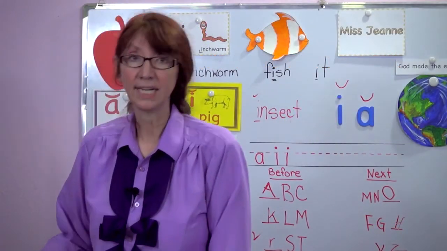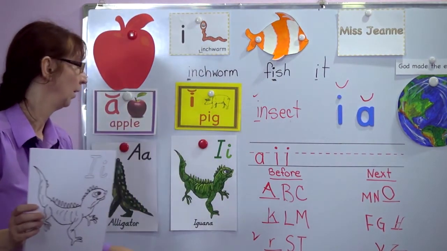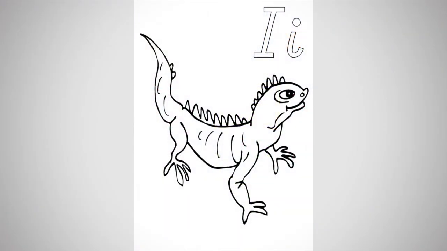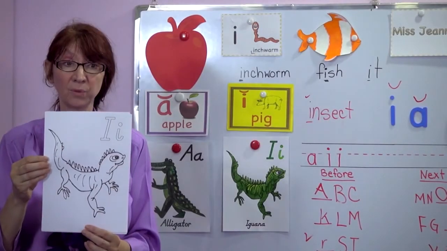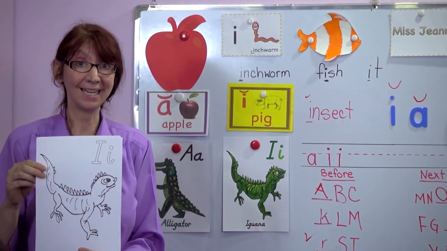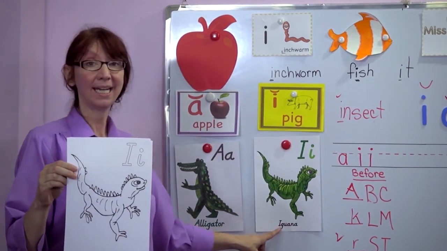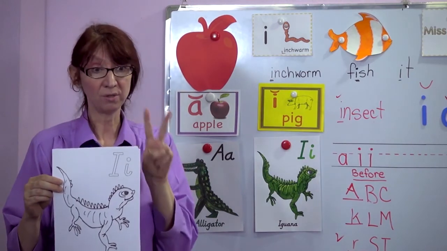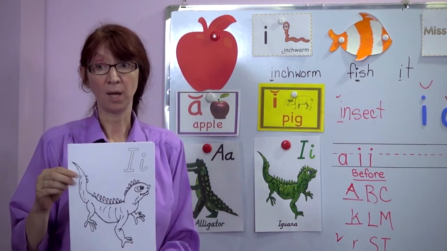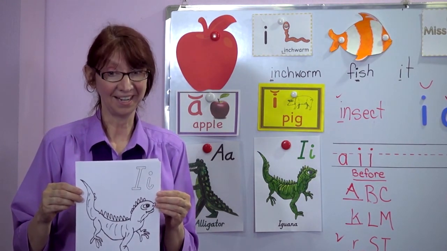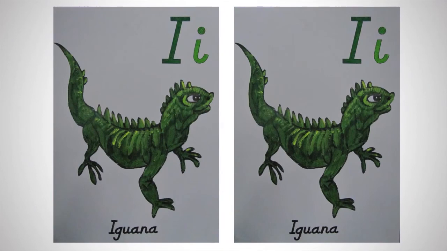You see our lovely iguana up here? Well, might not be lovely to you, but our iguana, I'm going to let you take a picture home and let you color it and put it somewhere to help you to remember how to say the I sound. So you should have an alligator, iguana. You should have two sounds at home to help you practice. Let's try it. Iguana. Let's try it again. Iguana. Make sure that's the sound that you say.